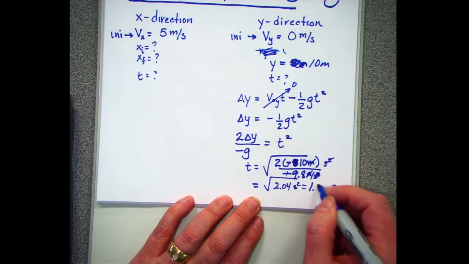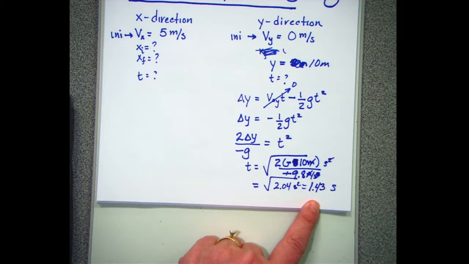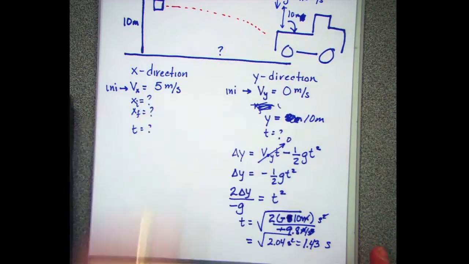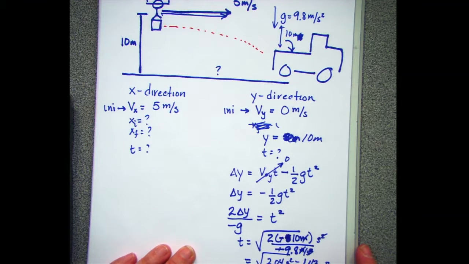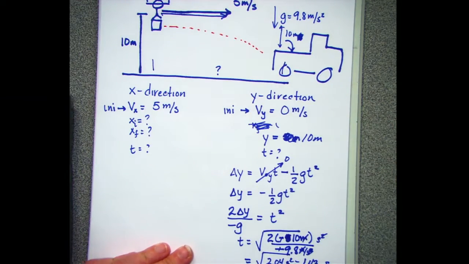And so it's going to have to drop it 1.43 seconds before it flies over the car. I have to drop it 1.43 seconds before it goes over the car. But now we want to know how far that is.